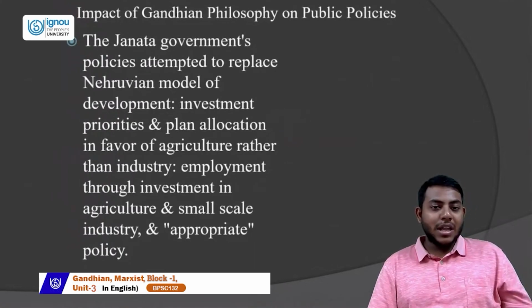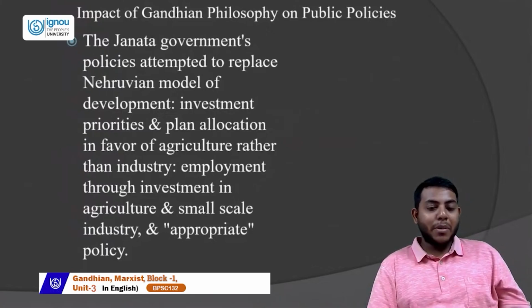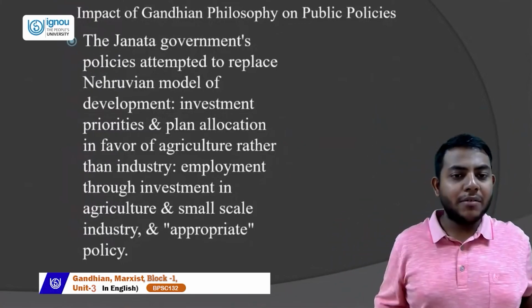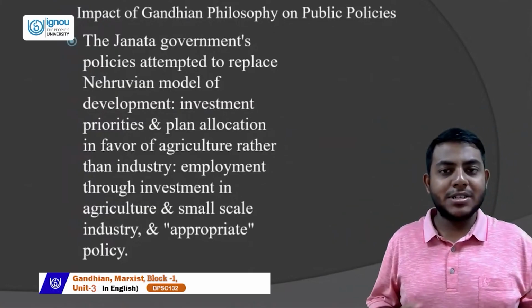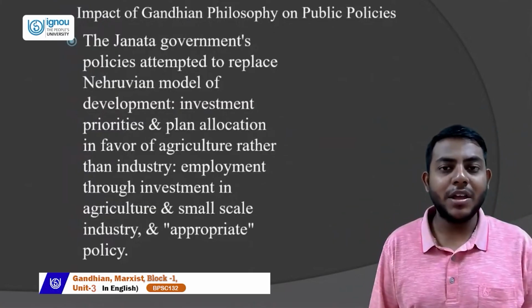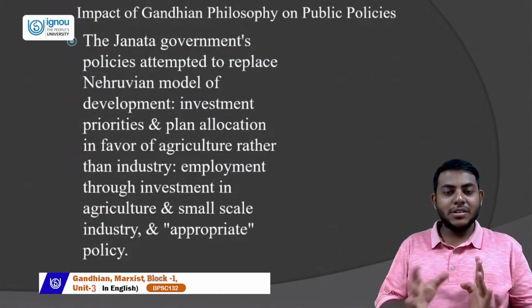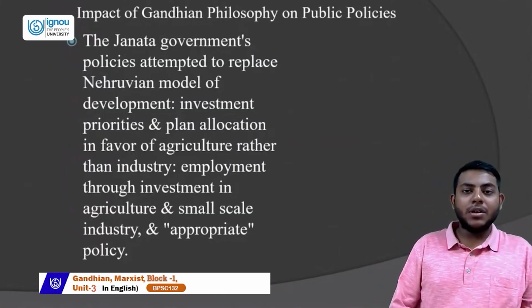Now let us discuss the impact of Gandhian philosophy on public policies. The Janata government came to power in 1977 and stayed for a very brief period of 3 years, and in those 3 years there were two prime ministers. From 1977 to 1979, it was Morarji Desai, and from 1979 to 1980, it was Chaudhary Charan Singh.